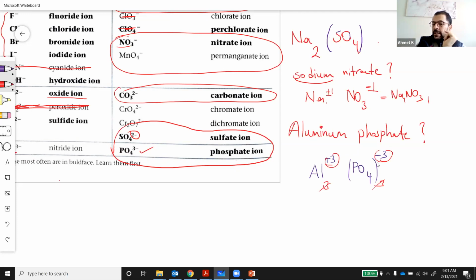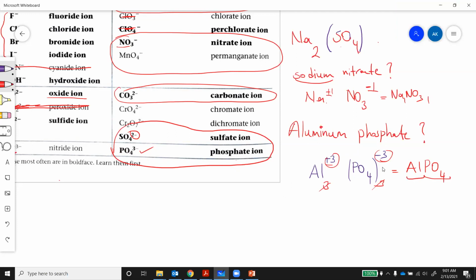So therefore, it is really Al PO4, right? You have 1 of each. This is 1 and this is 1. Does this make sense, everyone? Yeah. Right?